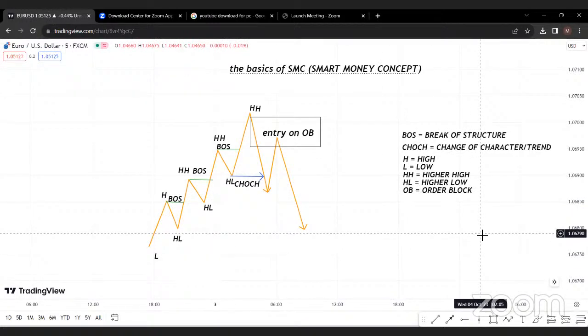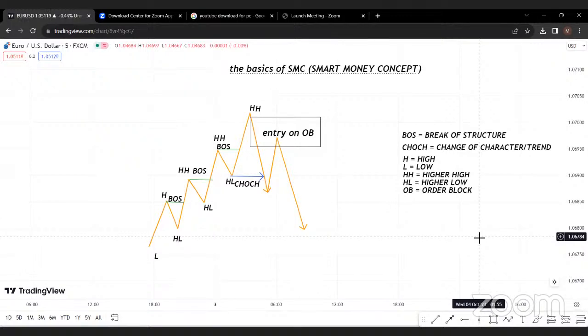Smart money concept is just a way of trading using market structure, and when there is a shift in market structure or when there is a change in market trend, and how best to capitalize on such moves. As you can see on my screen, how to capitalize. The best way to trade using this smart money concept or market structure, as most of you know.